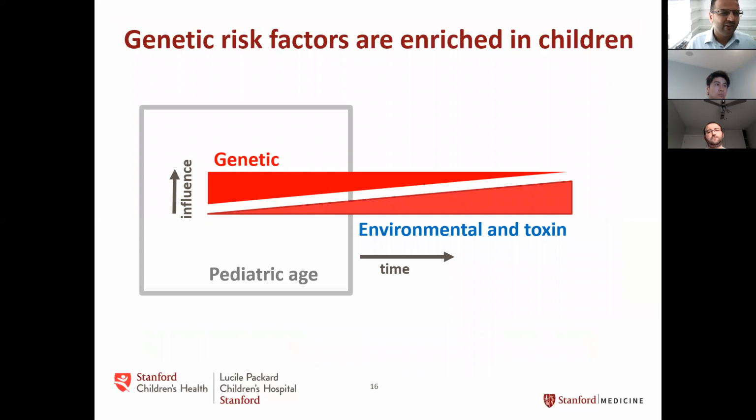And so what is a big difference between children and adults? That genetic risk factors are enriched in children. And that's shown in this schematic, where the influence of genes is much greater than the influence of the environment and toxins in children than in adults. I think that's an opportunity, because if you're thinking about studying genetics, or sometimes even structural problems that haven't had the influence of years of scarring or change, children are the ideal group to study.